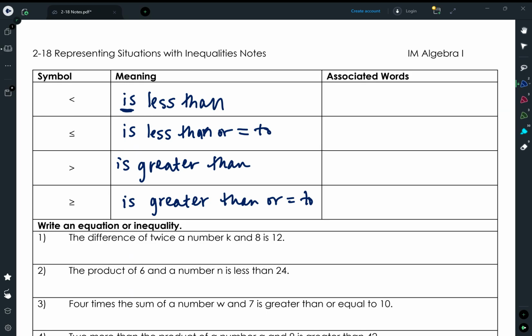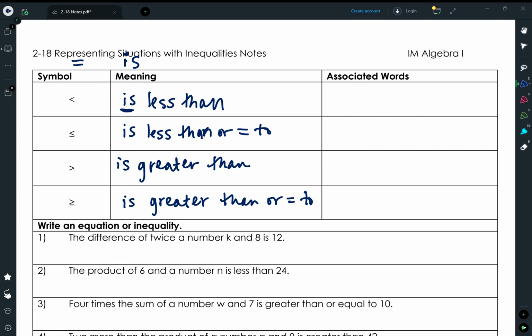So if I think about what an equal sign is, an equal sign we could just think of as the word "is." And so to me, all of these different symbols have the word "is" because they are showing the relationship between two different quantities. So that's very different from operations like adding, subtracting, multiplying, and dividing. There are a lot of different associated words with these.